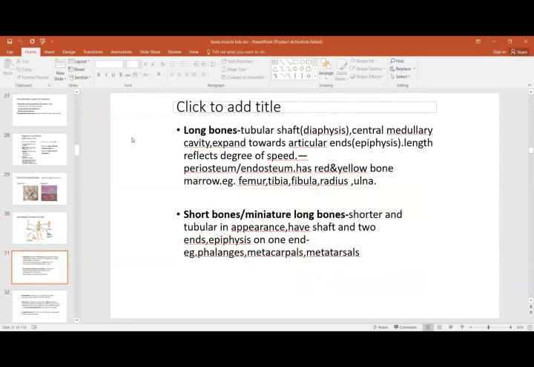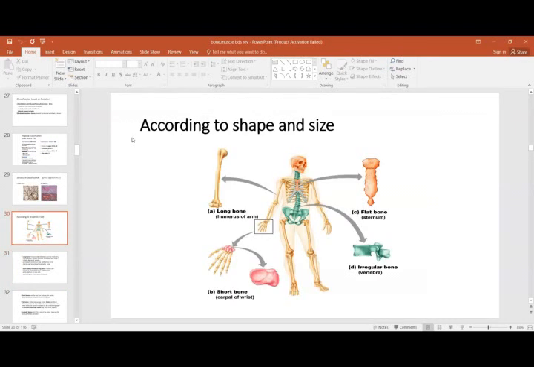short bones or miniature long bones. These short bones are your phalanges, metacarpals or metatarsals. These have a shaft, but the epiphysis is present on just one end. That is of the hand. These are also called miniature long bones, because they resemble the structure of a long bone, but they have the epiphysis on one side.